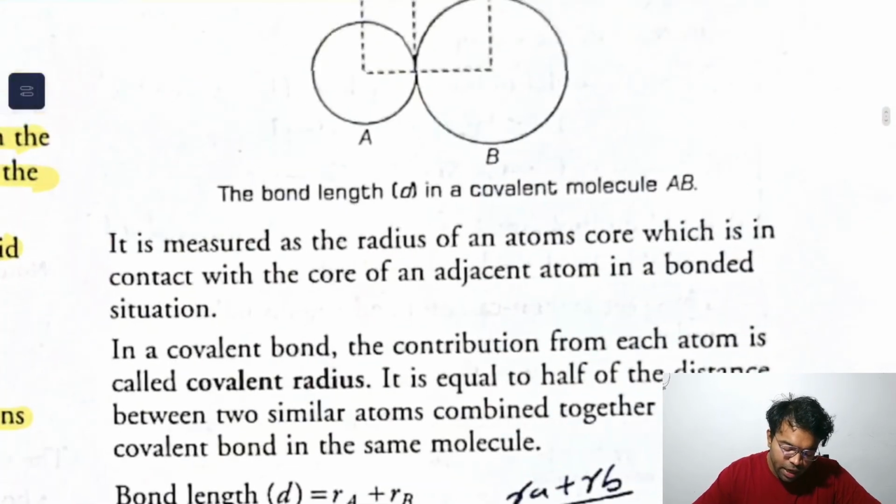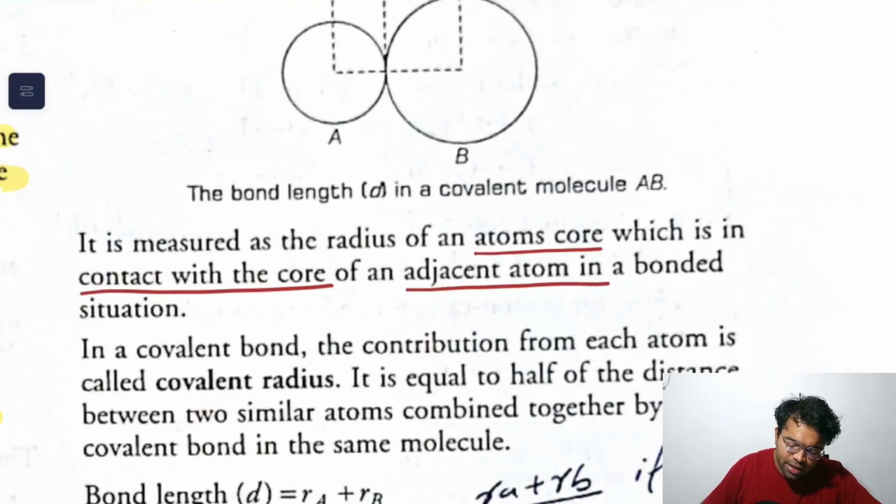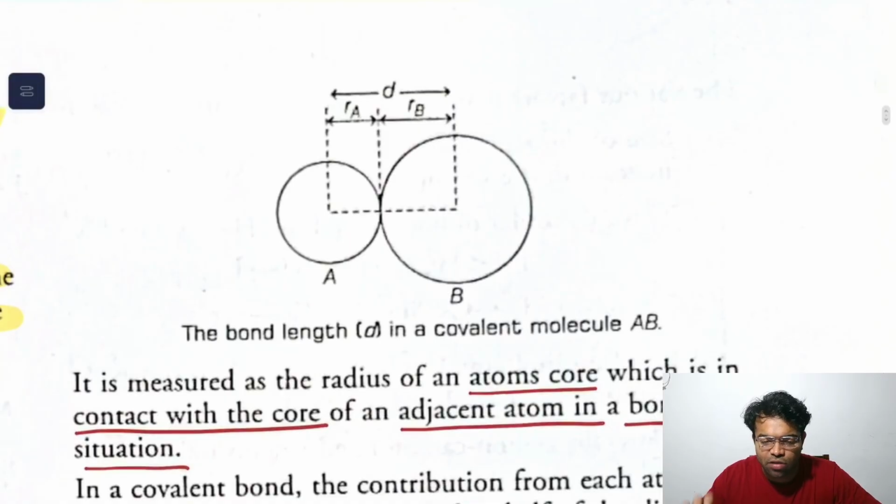Okay, next. It is measured as the radius of an atomic core which is in contact with the core of an adjacent atom in a bonded situation. So basically, in simple words, instead of saying the core, we can usually say the nuclei. Atom's core is nothing but the nucleus. So the nuclear distance between the two atoms that are being combined together will be known as the bond length. Okay, from the two centers, the distance is known as the bond length.